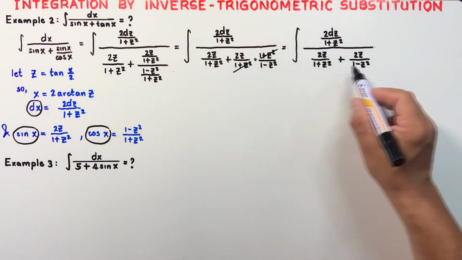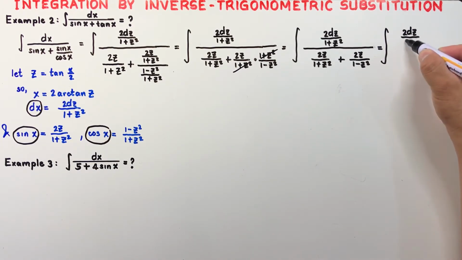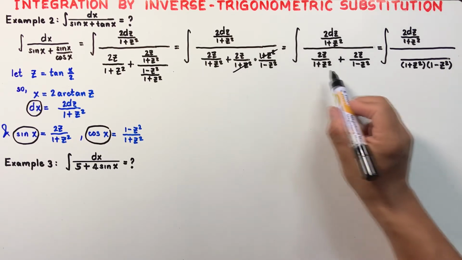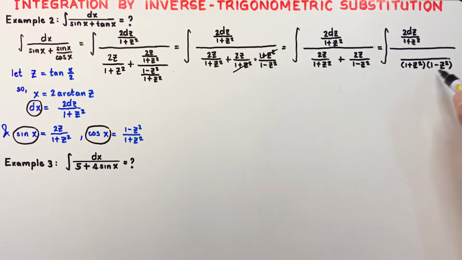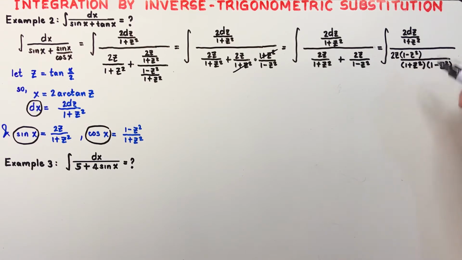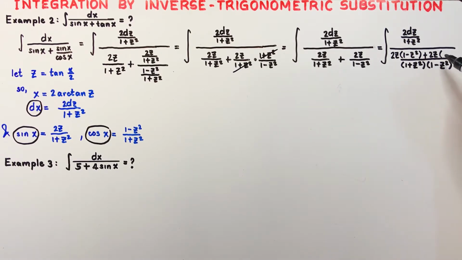So combining these two fractions in the denominator, we have the integral of 2dz over 1 plus z squared. This is divided by these two fractions having the LCD of 1 plus z squared times 1 minus z squared. And if this one will be divided by 1 plus z squared, the result is 1 minus z squared, and that will be multiplied to our 2z in the numerator there. So this 2z also will be multiplied by the quotient when this one is divided by 1 minus z squared. And the answer is 1 plus z squared there.